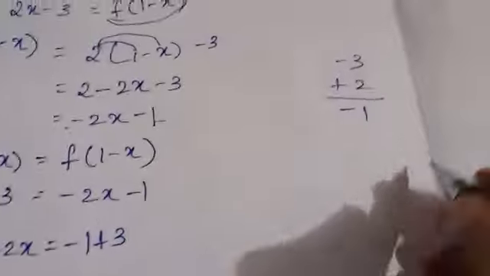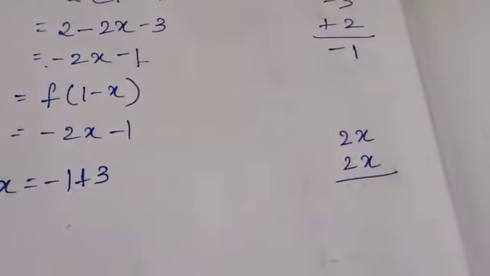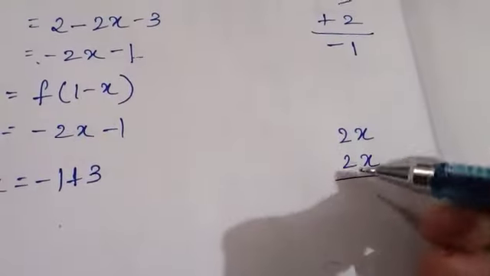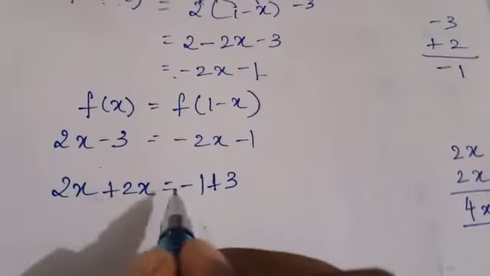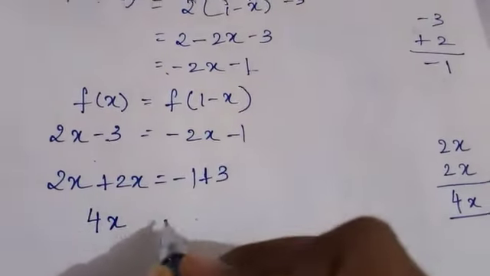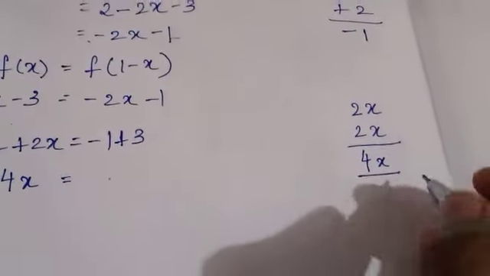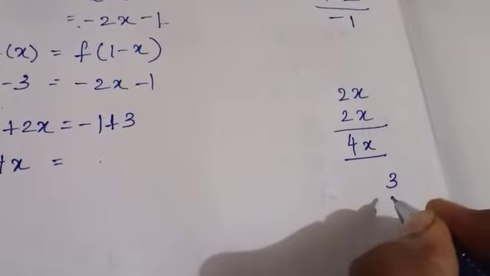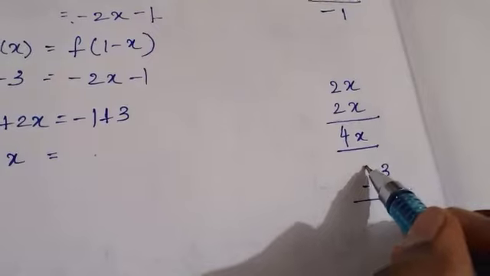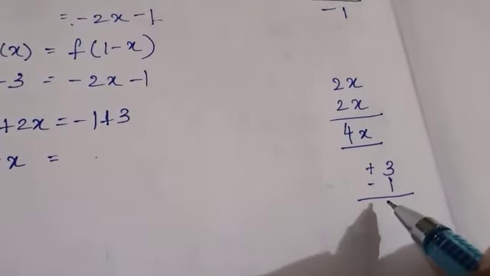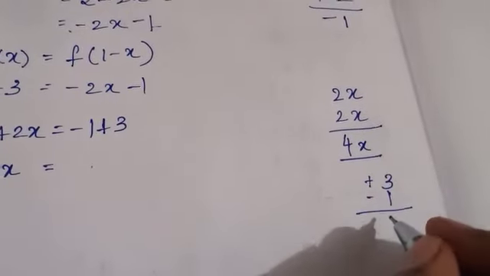So 2x plus 2x. When we add this, 2 plus 2 is 4x. So 2x plus 2x is nothing but 4x. That is equal to, next, minus 1 plus 3. So 3 minus 1. So plus and minus, here we have plus sign, right? So plus and minus, we are going to subtract. So 3 minus 1 is 2.